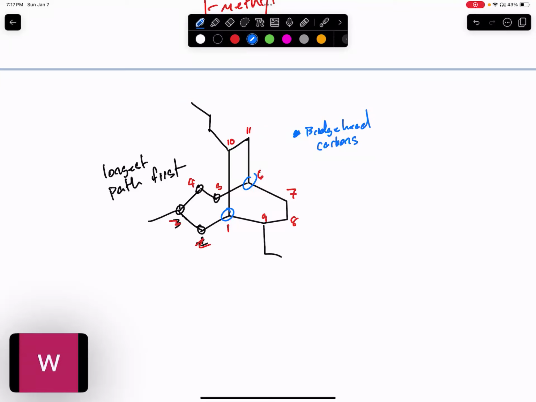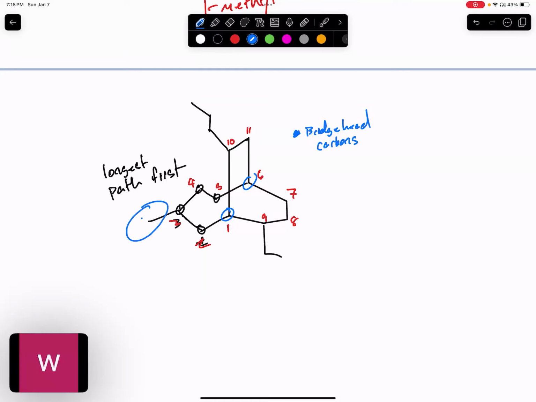Yes, but then if you went this way, you would have this methyl group at carbon number 1, 2, 3, 4 instead of being at carbon number 3. You see what I'm saying? Yeah, thank you. You're welcome.